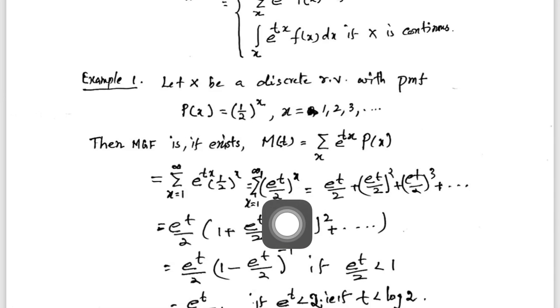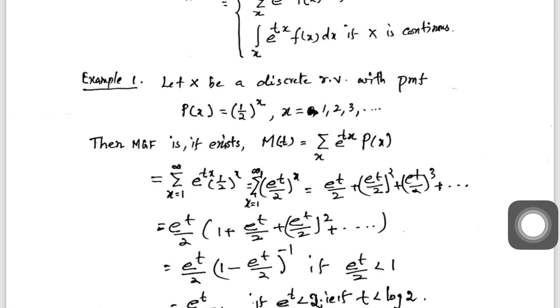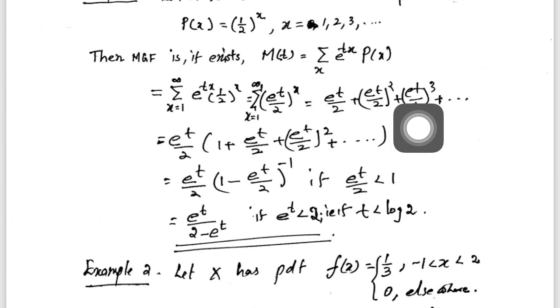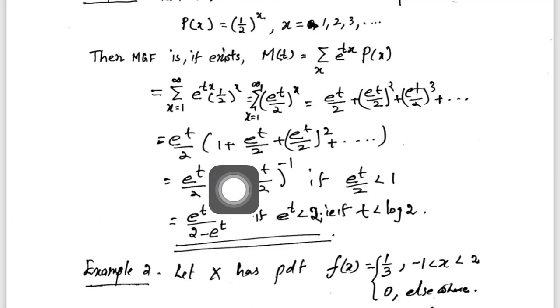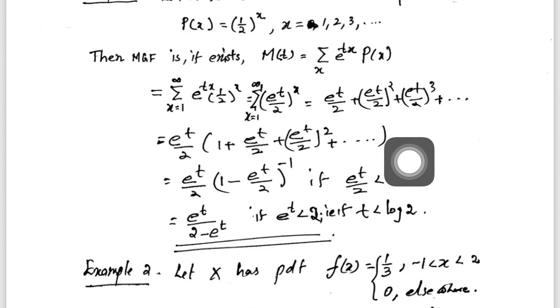And you take e to the power of t by 2, whole to the power of x, summation, and summation over x equal to 1 to infinity of something to the power of x is that quantity plus that quantity square plus that quantity cube plus etc. This is the well-known infinite series. Okay, and you can take e to the power of t by 2 as a common factor outside, and within the bracket you will have 1 plus e to the power of t by 2 plus e to the power of t by 2 whole square plus etc.